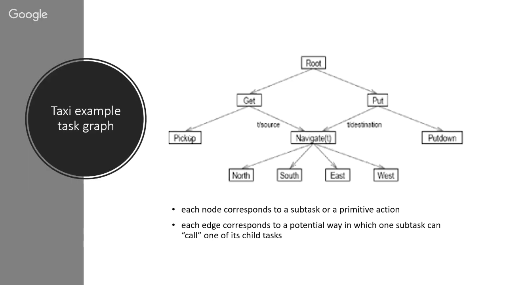So this is a graph of that. You've got the root up the top. Each node corresponds to a subtask or primitive action. Each edge corresponds to a potential way in which one subtask can call one of its child tasks. As you can see, the root will either get or put, and it can either navigate, or it can use a pickup once it's got to the spot. So it's broken down into that, and within the navigate, you've got another four actions as well. So that's been split up.